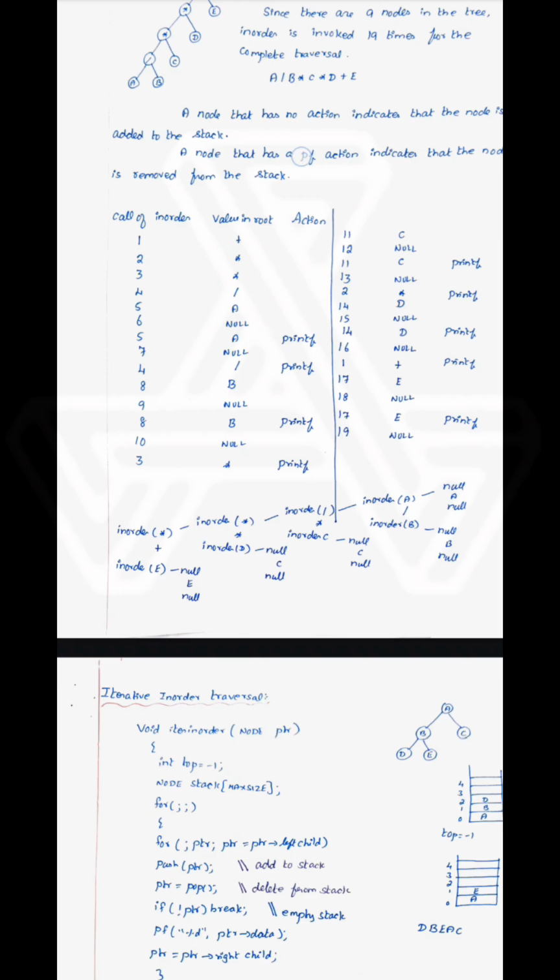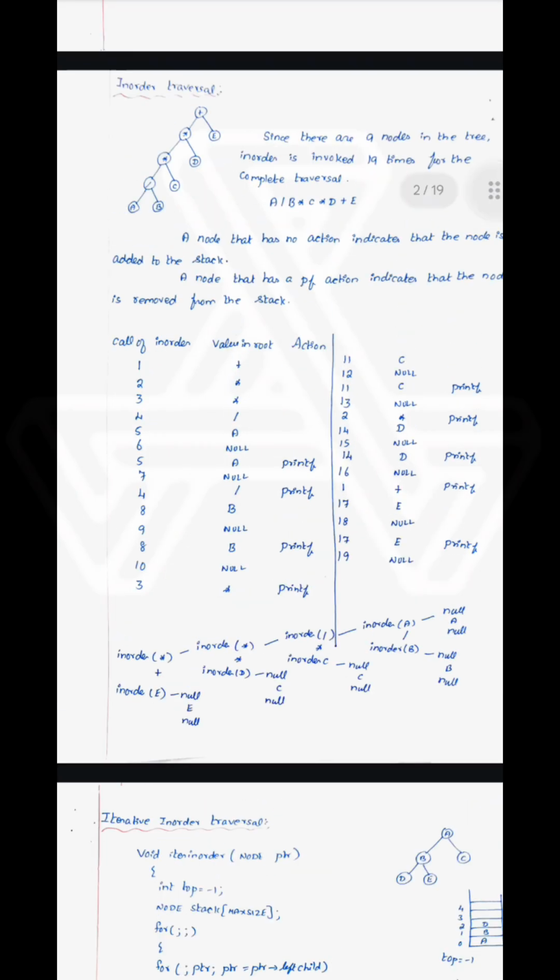For A there is nothing. This is traversing. A's left child is nothing and A's right child is also null. Then it again comes back to A. Okay, that is A. Then goes to B. B also has nothing on the left, so again comes back to B. B's right also is null. Comes back to B.